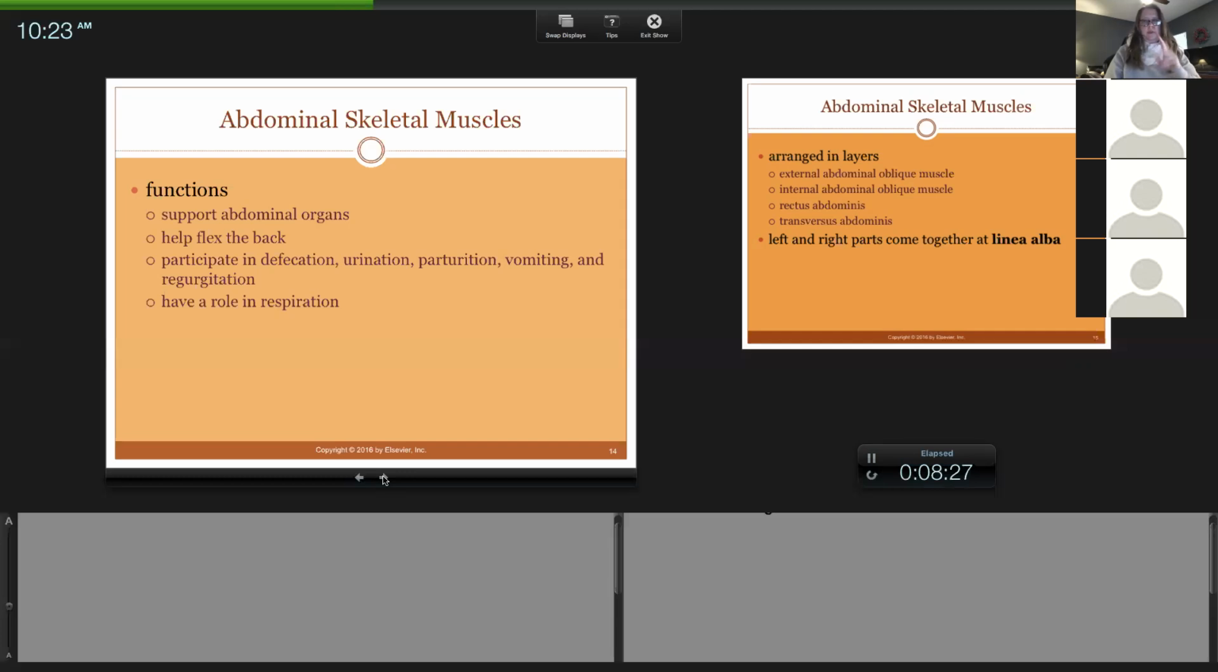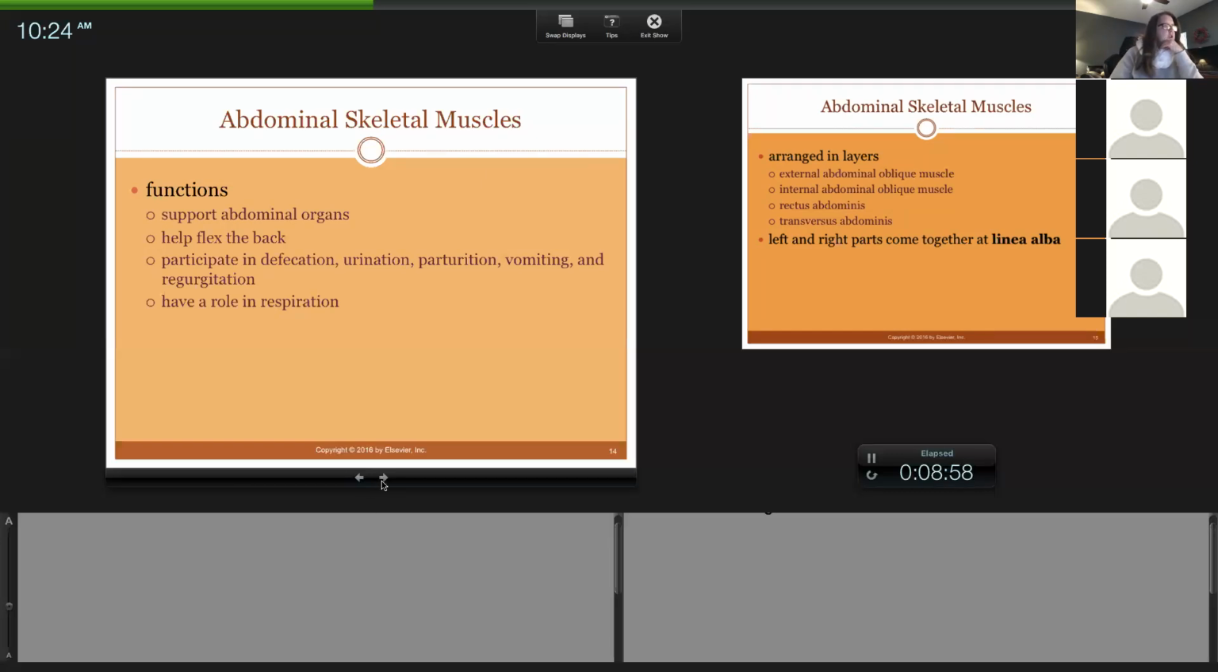But the other thing is they have a role in respiration. When an animal goes to exhale, there is a little bit of an abdominal push. And what that does is it also pushes on the diaphragm, decreases the thorax, and that's how an animal exhales. Inhalation is primarily the chest cavity, the ribs, and the diaphragm. Exhalation has an abdominal component where they push.